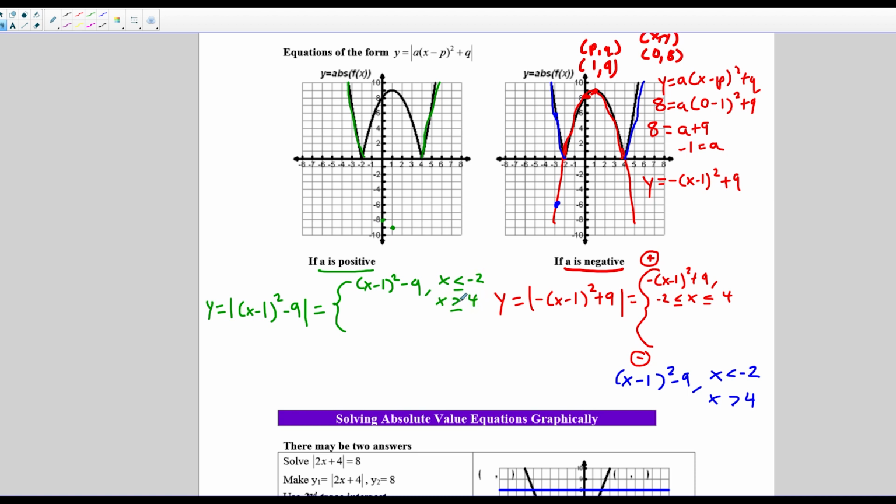and when x is greater than or equal to positive 4. And once again, with our negative section, we've got negative on the outside, (x minus 1) squared, and we're going to have plus 9. And essentially, we're looking at all of the points that are in between here. So here we're looking at when x is greater than negative 2, but less than 4 at the same time.